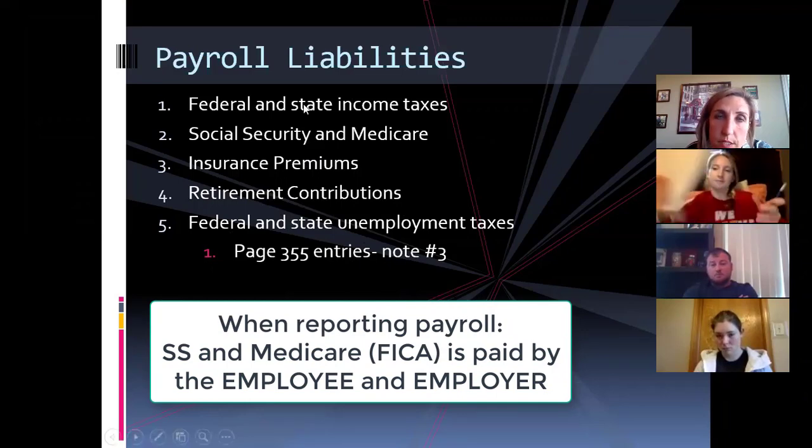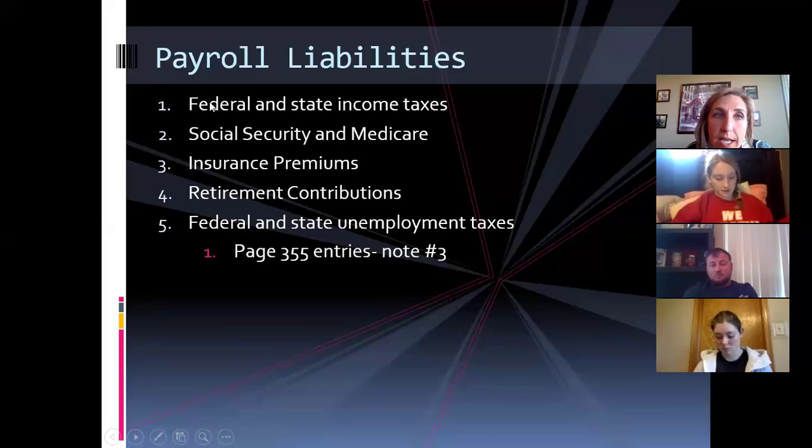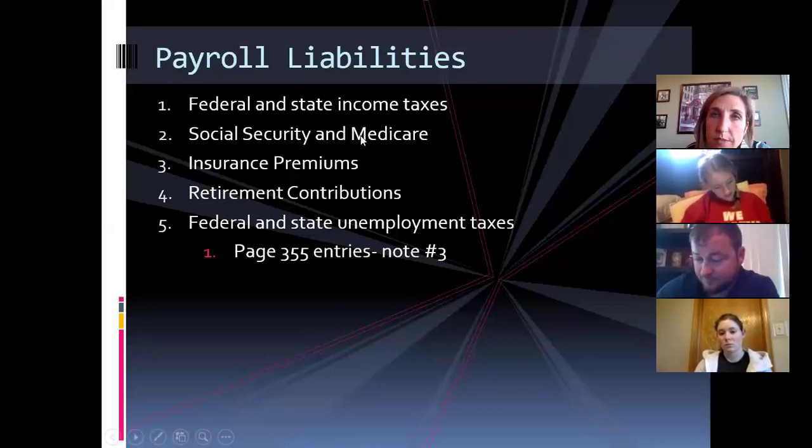So if I were to go down through this list, and I know you will have these questions, it will ask you really kind of whose money is it? So number 1, federal and state income taxes, that's the employee's money. It's paid by the employee. Social Security and Medicare, also known as FICA, is paid by the employee and the employer. Both pay that. It comes out of an employee's check and the employer matches it.